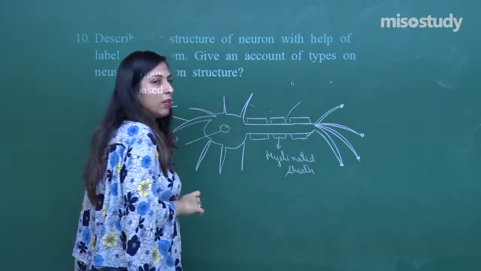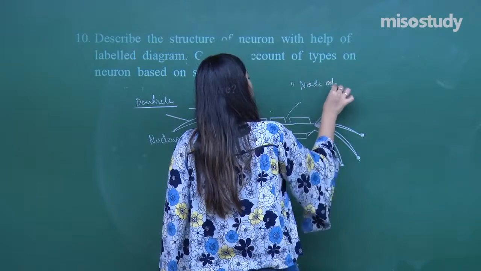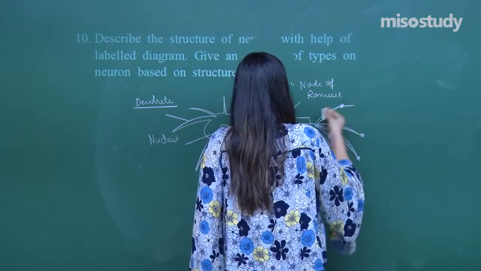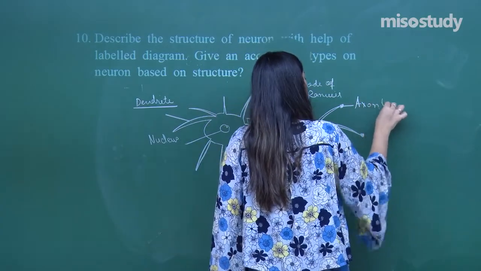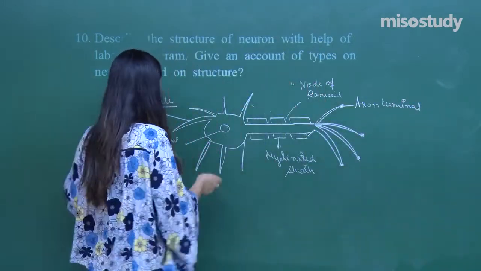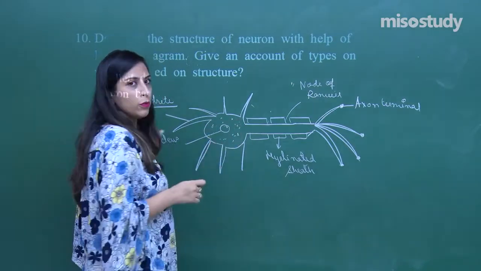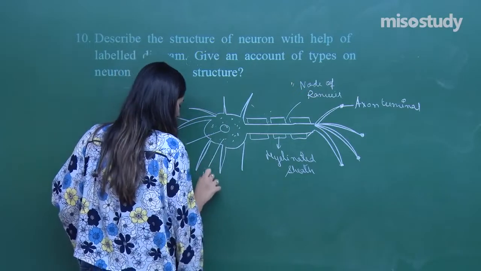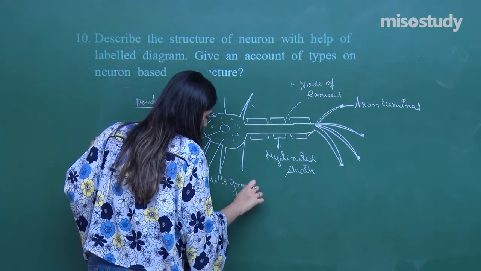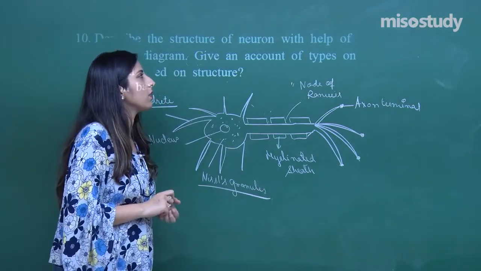This place which is empty over here is called the node of Ranvier. This is called the axon terminal. Right. The cell body has the nucleus present in it. In this, the Nissl granules are present. So this is the overall structure of a neuron.